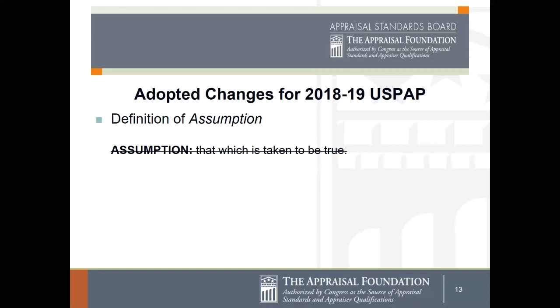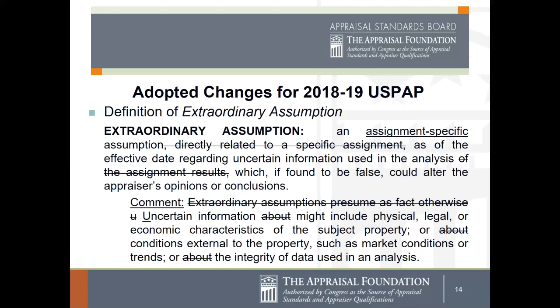The next change is, it looks like the definition of assumption has been deleted. What's that all about? Well, the definition of assumption in USPAP was that which is taken to be true, and that is the same as the common English usage definition. Therefore, it's been removed from the definitions in USPAP, although the term is still used. The definitions in USPAP are specific to USPAP, and since this wasn't, it was no longer necessary.